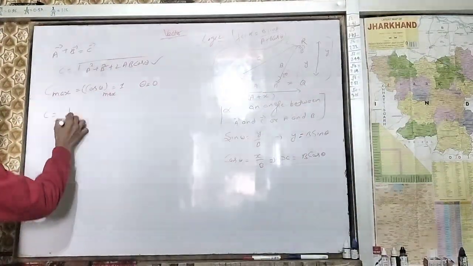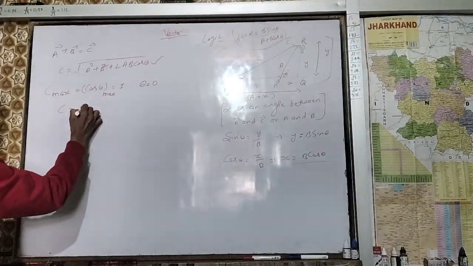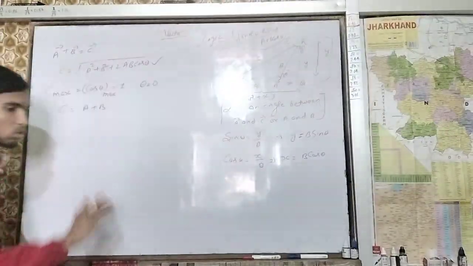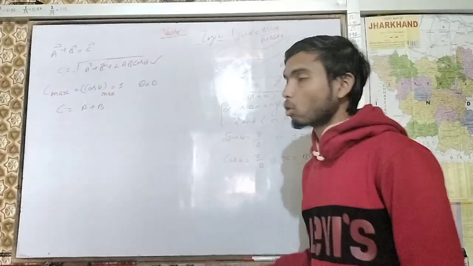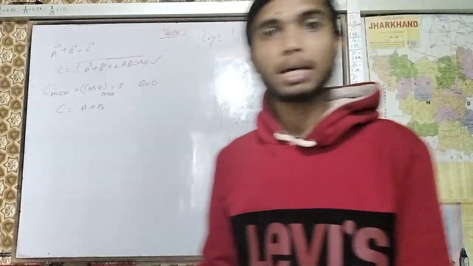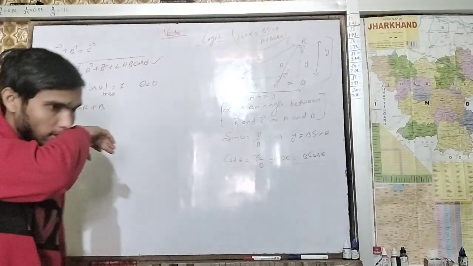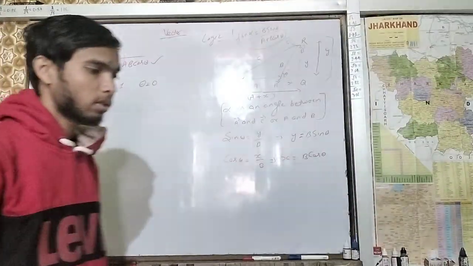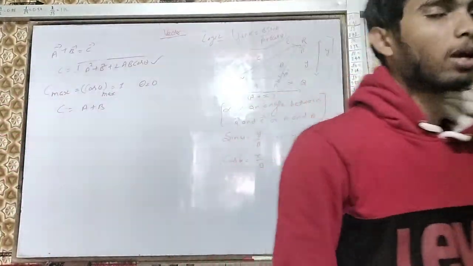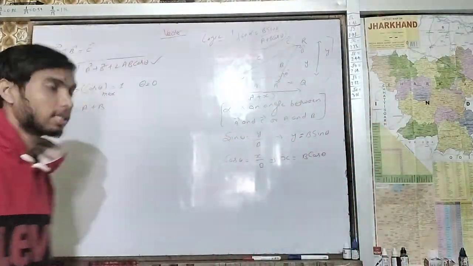Here we are saying that C is equal to A plus B. But as you can observe, C is not a vector, A is not a vector, B is also not a vector. All these are magnitudes, not vectors. That's why we say this is C scalar, equal to A plus B. What is the logic behind it? How can we say that?